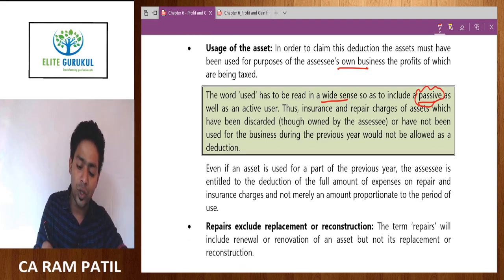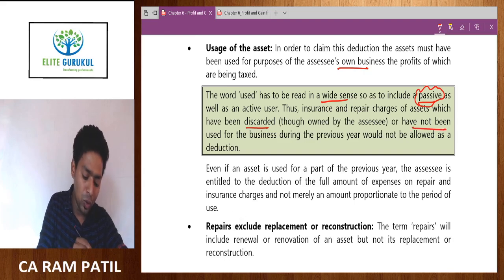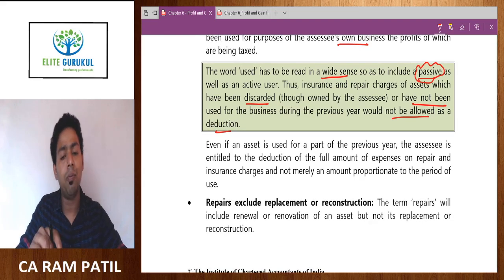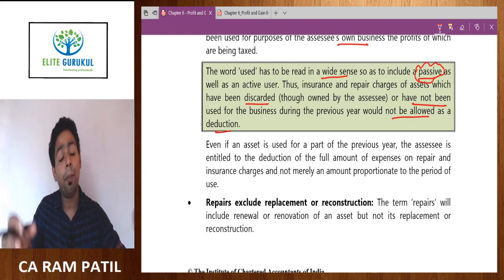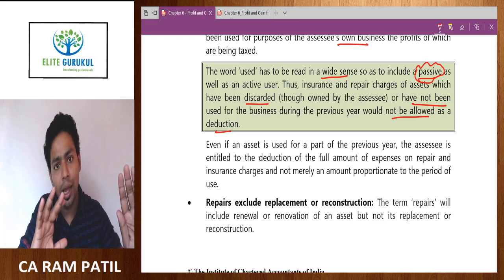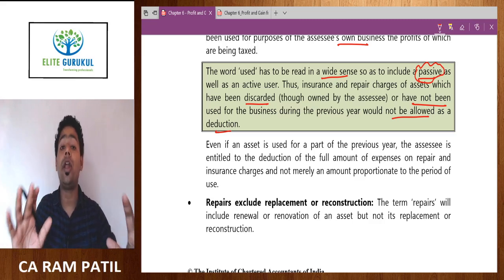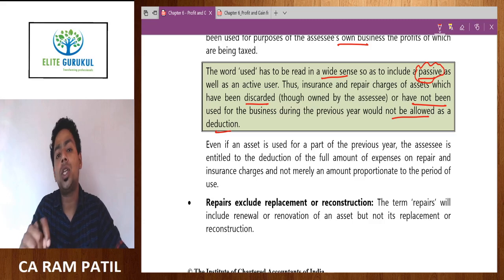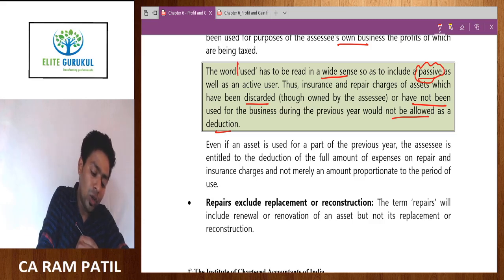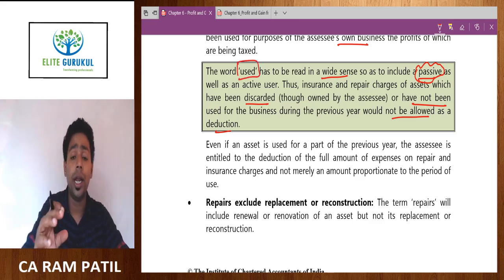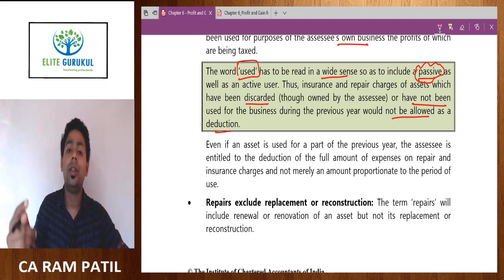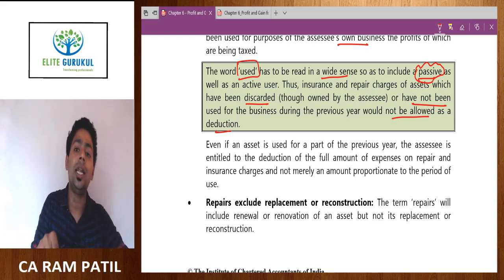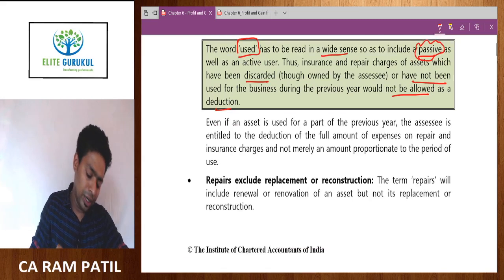Thus insurance and repair charges of an asset which has been discarded, or has not been used for the business during the previous year, would not be allowed as a deduction. So you can understand, if machinery is discarded, or you had purchased it but it is still in the packing form, not ready to use, then you cannot claim deduction on those assets, because the word use has to be read in a literal sense also. Unless and until you use that asset in your business, we will not provide you deduction.